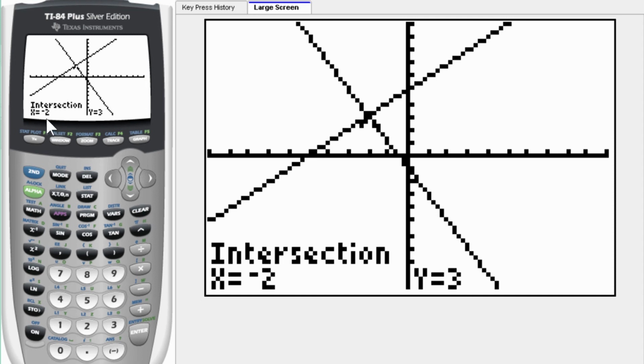As you can see, the x value is negative 2 and the y value is 3. So this is the ordered pair negative 2, 3, and that represents the solution to that system of equations, which is the point where those two lines cross.